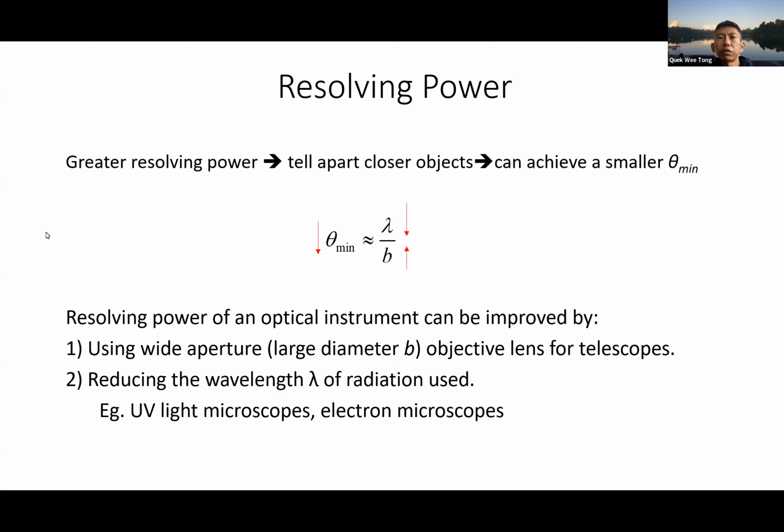Possible candidates: UV, X-ray, electrons. Then you may ask, how come electrons can also do this? I mean, an electron is a particle, and we are using waves, or light, to see things. How come you can use electrons? That is quantum physics already.